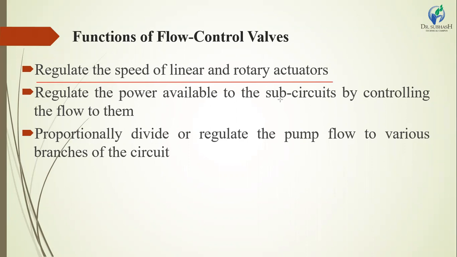Consider a single acting cylinder, SAC. If you require faster motion from the single acting cylinder, we can give a higher flow rate inside the cylinder, so the piston moves fast from its position to the secondary position. We also have to regulate the flow from inside to outside, and regulate the power available to the sub circuit by controlling the flow.